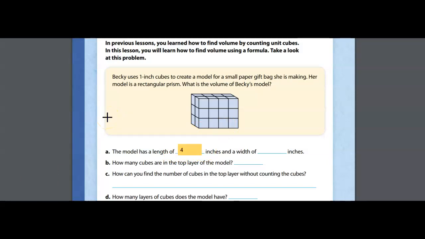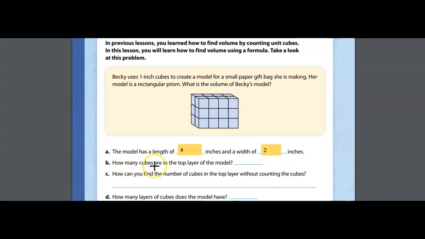So now we need to see the width of the prism. If we're going to look at the width, or how wide it is, we can either look at the side, this side right here, or the top right here. So let's just look at the top. Let's see how wide it is. So we see that we have 2 1-inch cubes. So that means that the width of this rectangular prism is 2 inches.